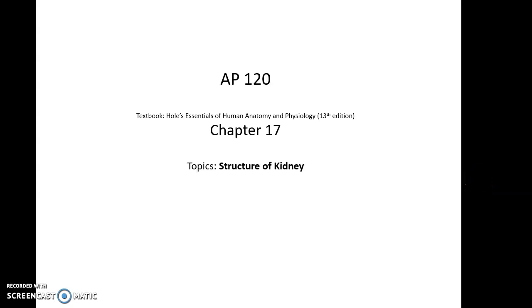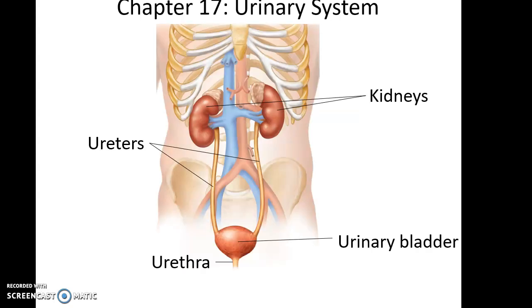AP 120, Chapter 17, Topics, Structure of Kidney. So we are moving on to the urinary system. And the urinary system looks deceptively simple: 2 kidneys, 2 ureters, 1 urinary bladder, and 1 urethra. It turns out the inner workings of the kidneys are rather complex.